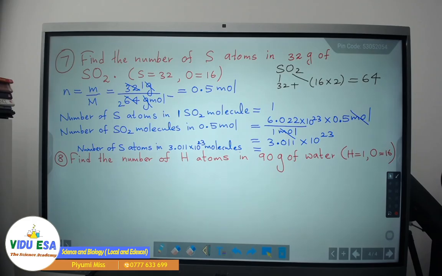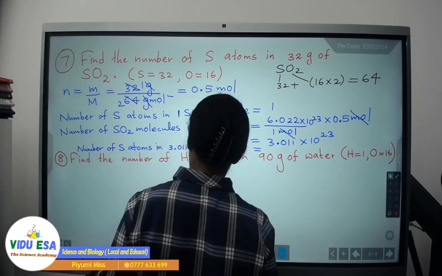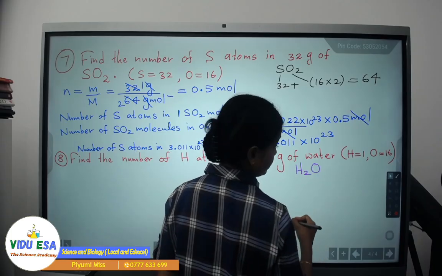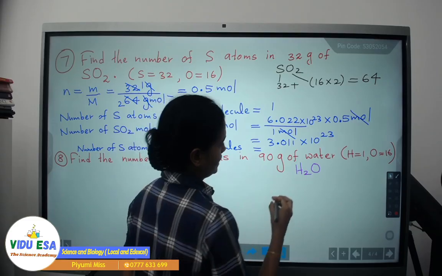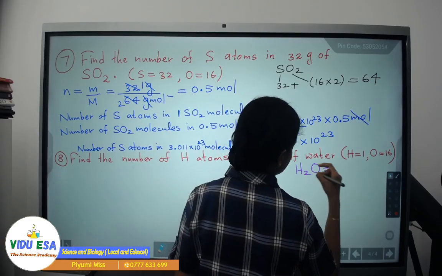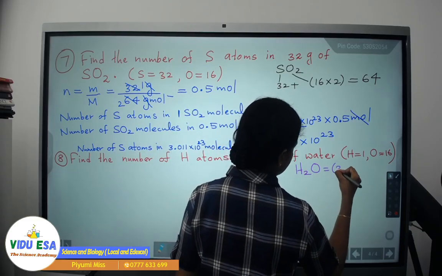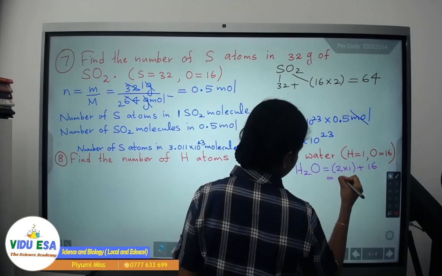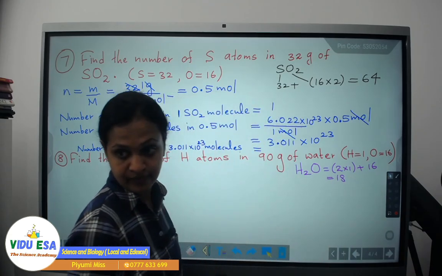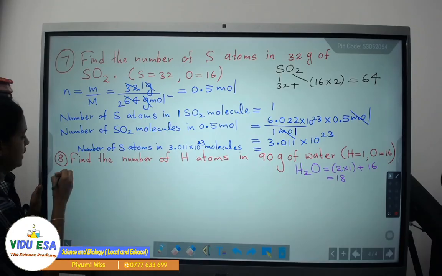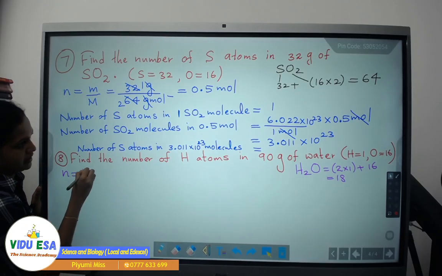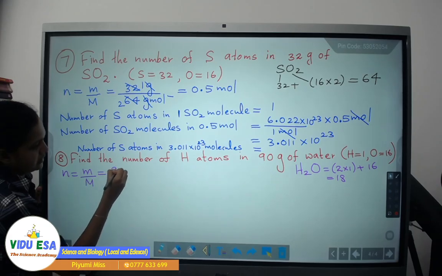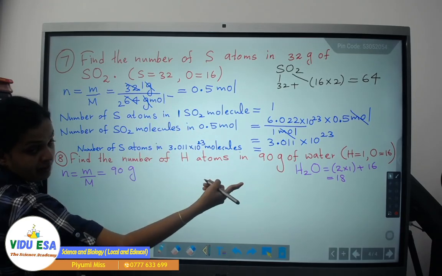Okay. H2O. So for the molar mass, we have to calculate the relative molecular mass first. Here hydrogen equals 1. Therefore 2 into 1 plus oxygen is 16. So it is altogether 18. Right? So we have to find the number of moles of water in 90 grams.